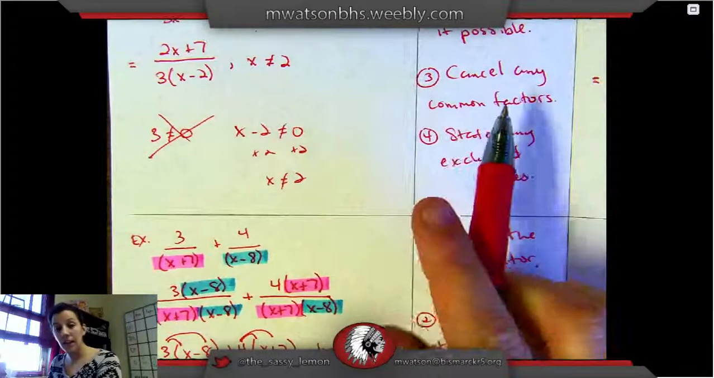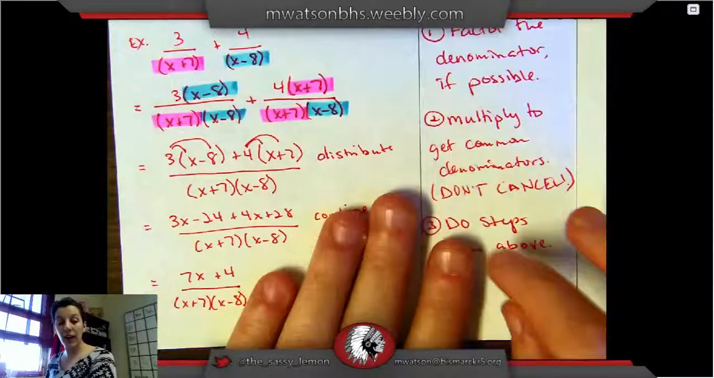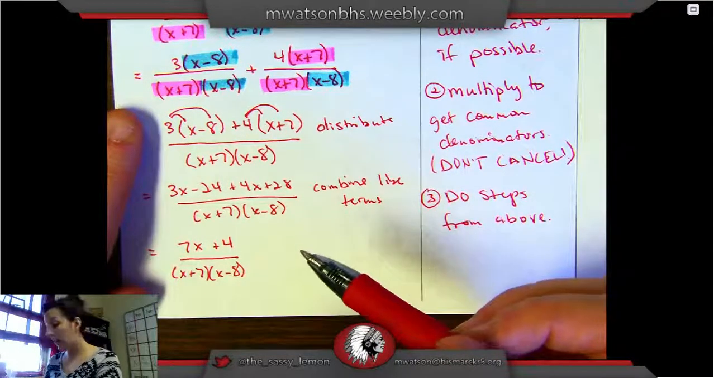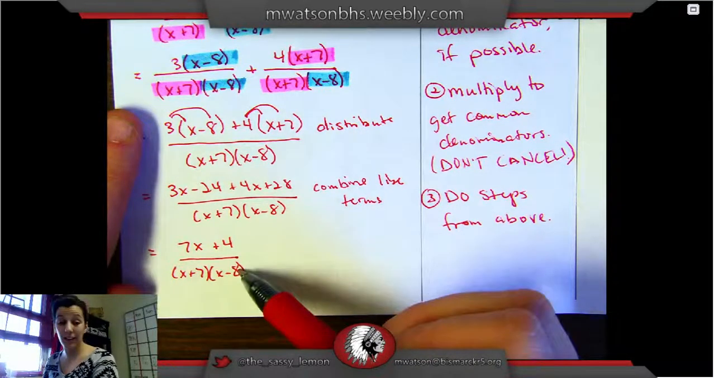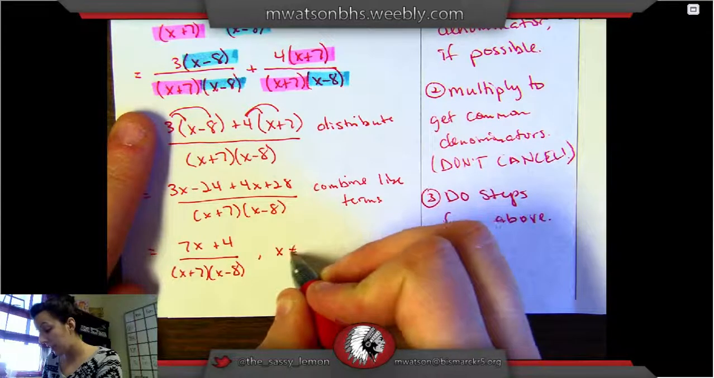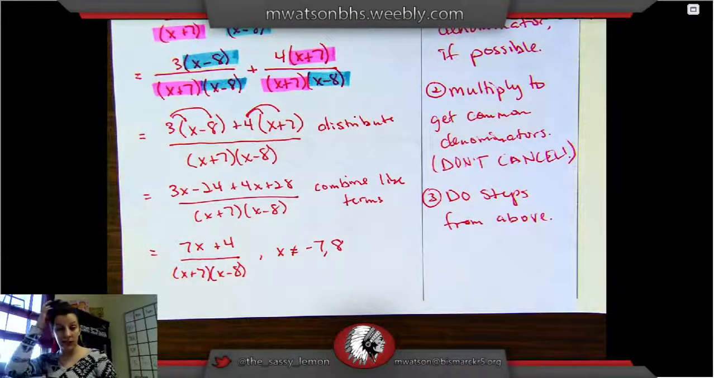Now it says cancel any common factors. I don't see anything in common. And then it says state any excluded values. So now we look at our original factored denominator. We didn't cancel anything, so it's still this right here. And then we just say x cannot equal negative 7 or positive 8. Both of those would make the denominator 0. And we're done. So that's how it's done.